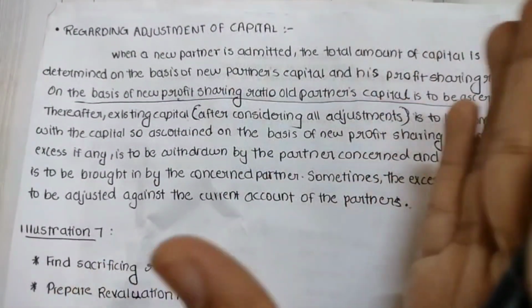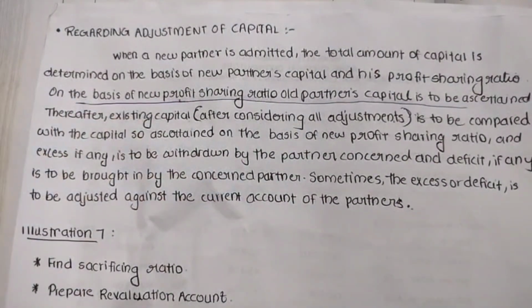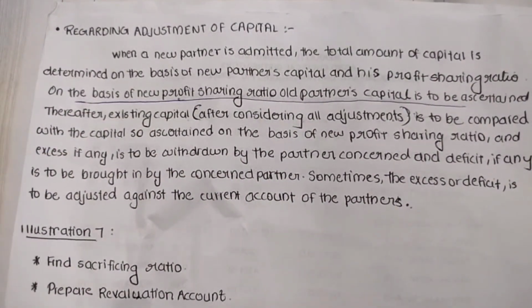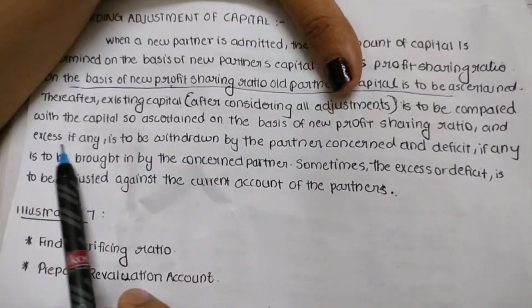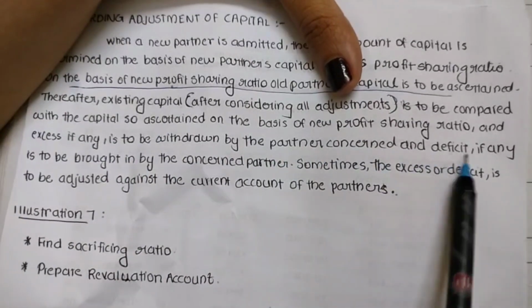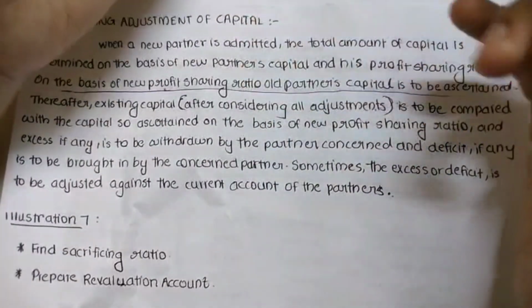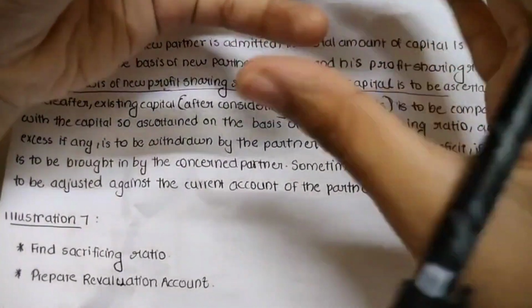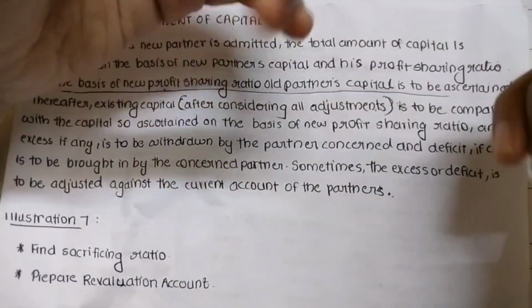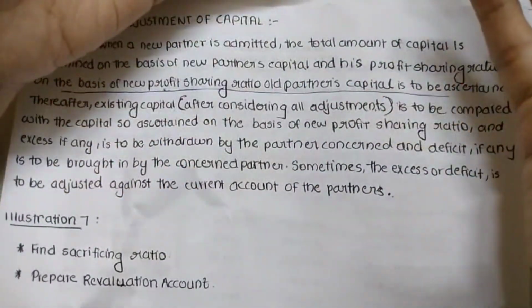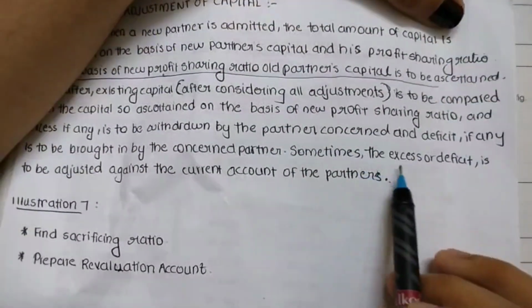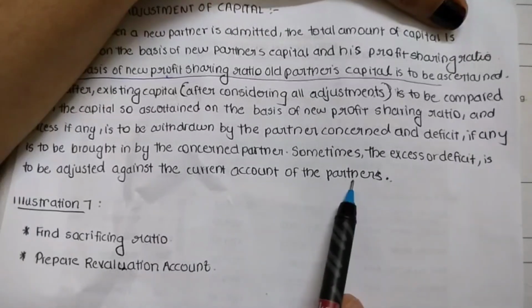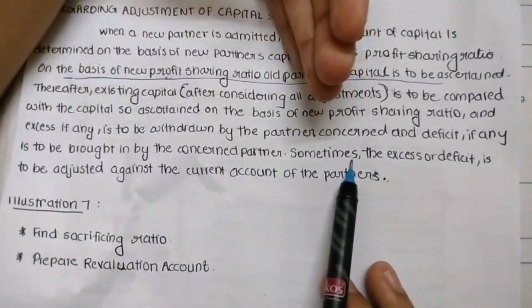But in the questions we have done till now, we got balancing figures, right? Balance carried down was the balancing figure in almost every question of admission of a partner. Excess needs to be withdrawn by the partner concerned, and deficit needs to be brought in by the concerned partner. Once we compare these capitals, if there is a deficit, the partners have to bring in the amount to the firm, and if there is an excess, the partner can withdraw the excess amount. Sometimes the excess or deficit is to be adjusted against the current account of the partners. Only sometimes it will be said in the question what we have to do with it.